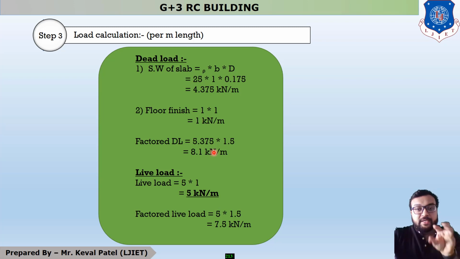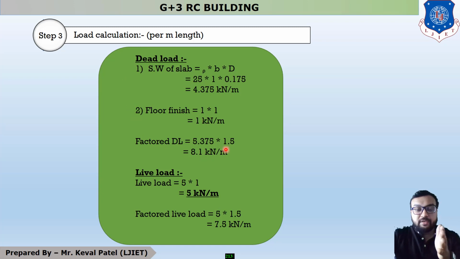But this 5.375 is unfactored load. So we have to find the factored load by multiplying by a factor of safety. The value of the factor of safety is 1.5. So 5.375 into 1.5, and you get the answer 8.1 kilonewton per meter. Students, this is the calculation of dead load.